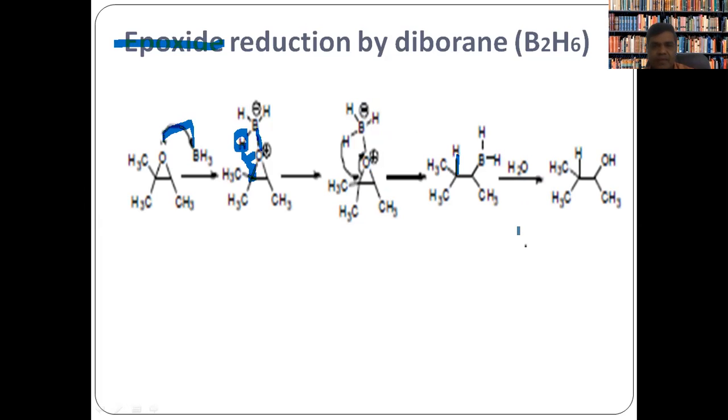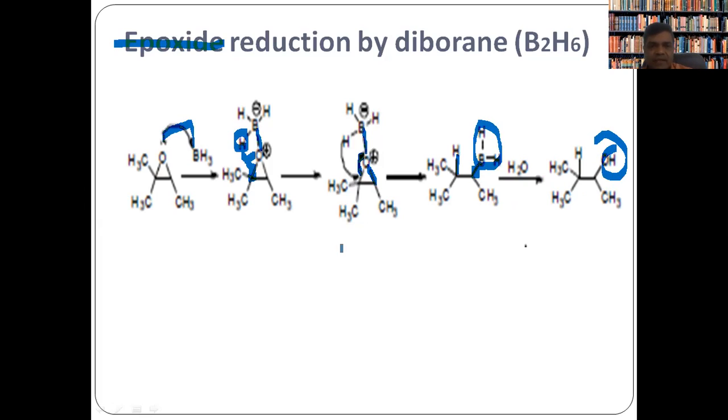Okay, and then after that, see here, one thing is missing here. Actually, oxygen is here. Carbon, here oxygen and boron, because this bond is open. So what is here now? Carbon oxygen. After that, oxygen boron. Okay. Then hydrolysis. This is converted to OH. And in this way, we get the secondary alcohol.